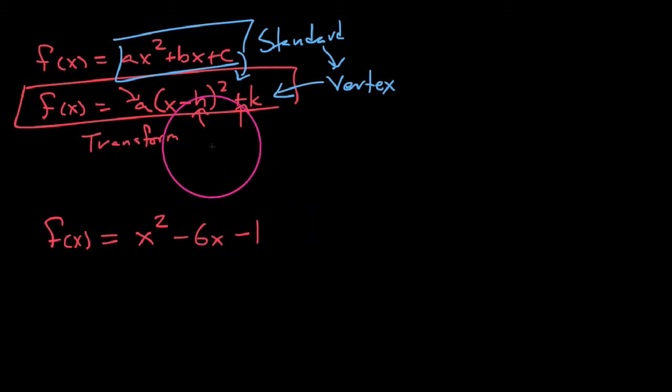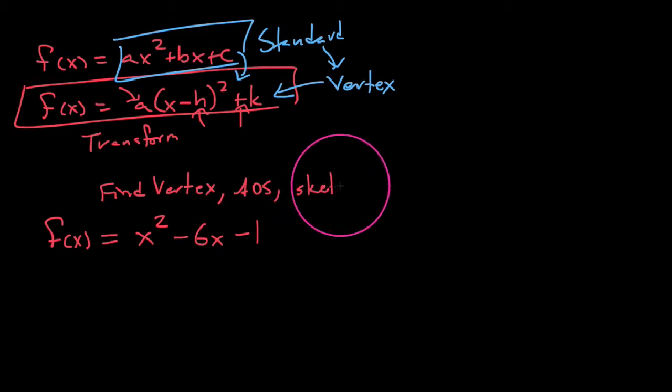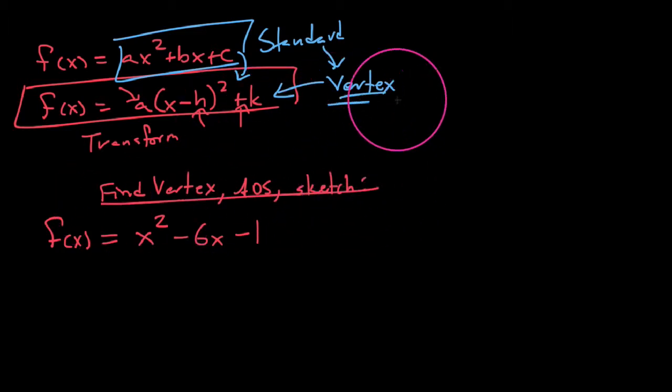Okay, so notice this function here. What I want to do is find the vertex, the axis of symmetry, and I want to sketch. And then maybe the domain and range, something like that. But in terms of finding the vertex, I'll tell you what, if it was written like this, it would be really convenient. But it's not written that way, it's written in standard form. So what we're going to do is take the standard form and switch it into vertex form, and here's how we're going to do it.